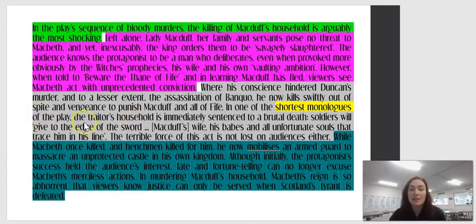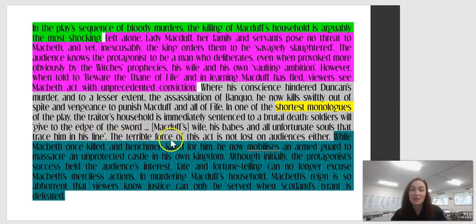We have the shortest monologue of the play. The traitor's household is sentenced to death. The soldiers will give edge to the sword, his wife, his babe, and all unfortunate souls. So that's a direct quote. Personally, I think that's too long. But hey, if you've memorized it, good on you. I memorized this one when I was in grade 12. Why can't you? No, it's not expected, and do your very best.